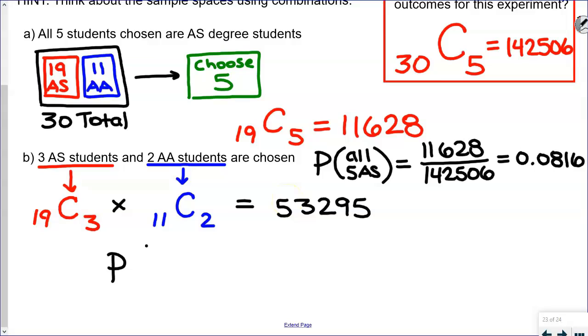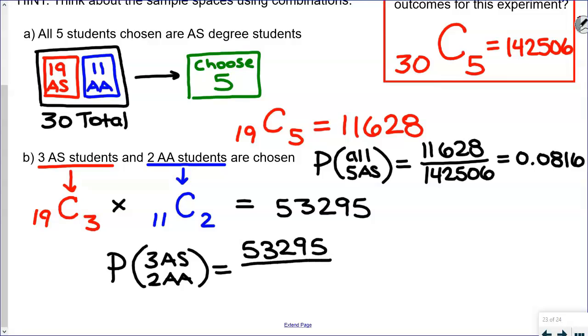So then the probability of choosing 3 AS and 2 AA is 53,295 divided by 142,506. That's still our total number of outcomes when we're choosing 5 people. So let's divide that. We get 0.3740 if we round to 4 decimal places. So about 37% chance that we would get exactly 3 AS students and 2 AA students.